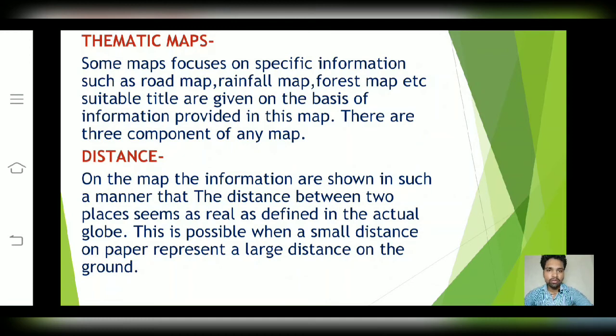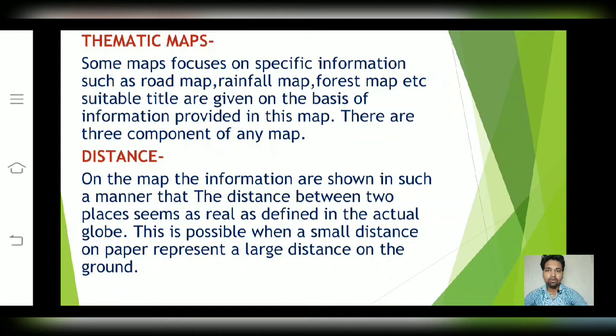Friends, there are three basic components of any map which are inseparable from any map. If these three ingredients are not there, then we can't make a map. So the first one is distance. Friends, on a map, information is shown in such a manner that the distance between two places actually seems real.